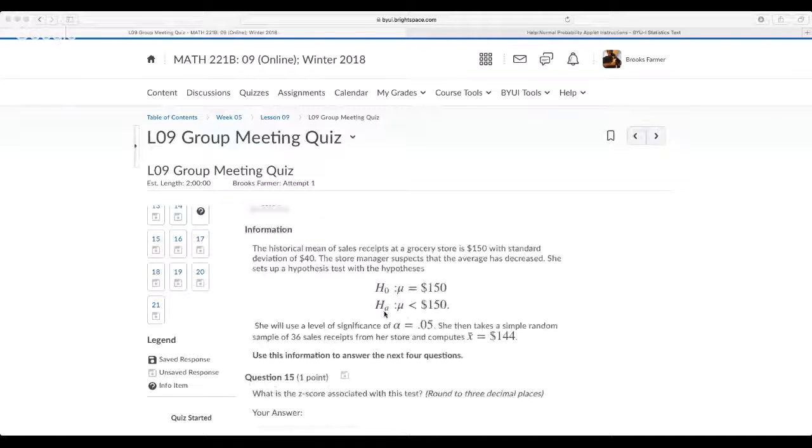Historical mean of sales receipts at a grocery store is 150 with a standard deviation of 40. The store manager suspects the average has decreased. He sets up a hypothesis. The null hypothesis is mu equals 150, and the alternative hypothesis is mu is less than 150. You'll use a significance level of alpha equals 0.05. You then take a simple random sample of 36 sales receipts from the store and compute X bar of 144.